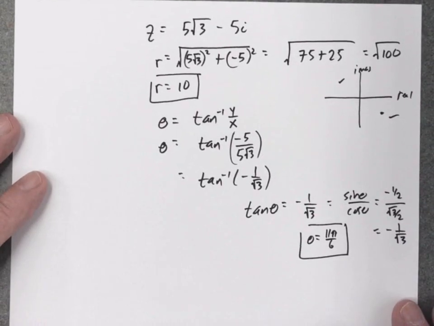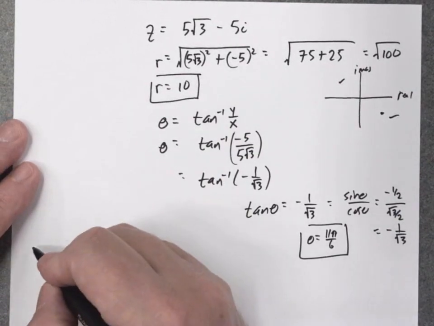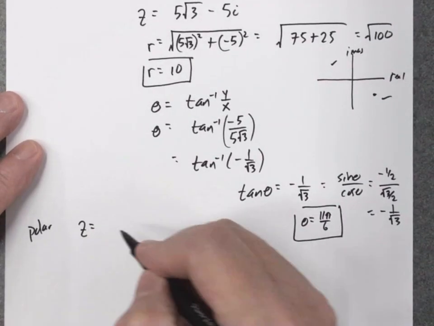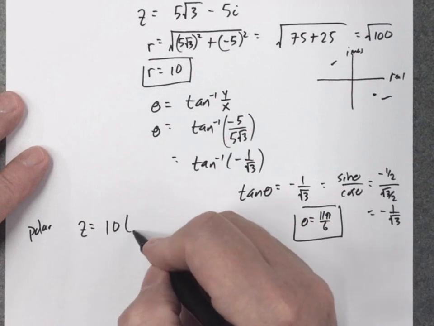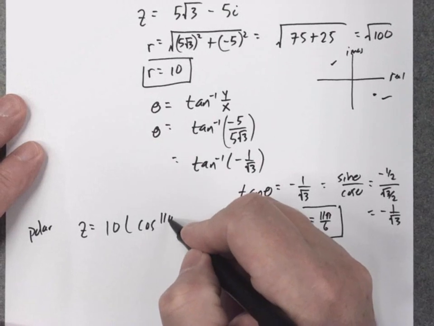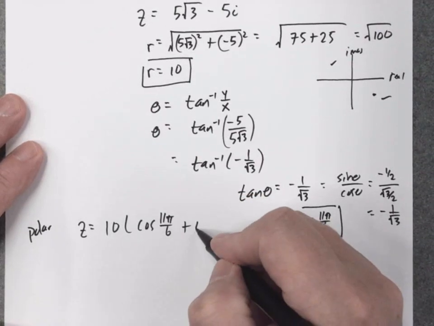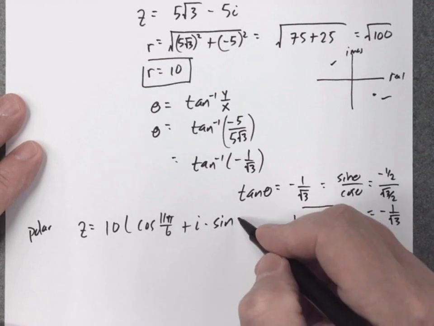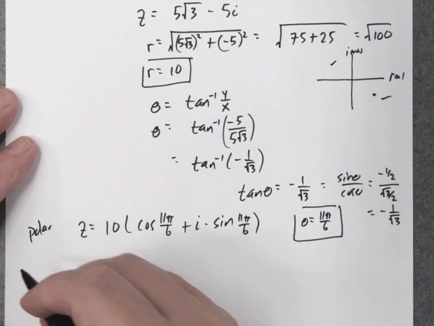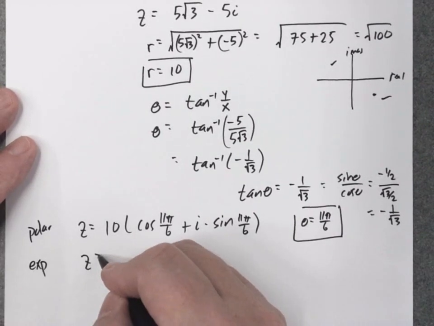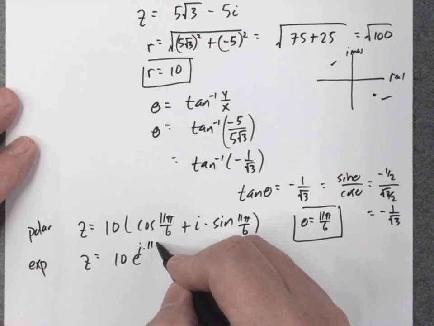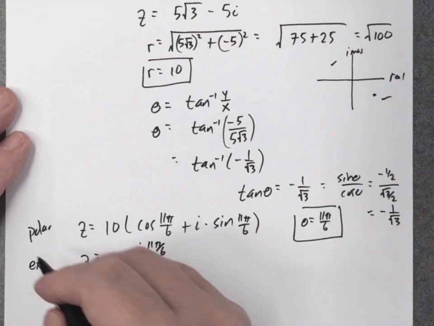So that's going to be my theta. So once you have r and theta, then for the polar version, it's very straightforward. It's r times cosine of 11 pi over 6 plus i times the sine of 11 pi over 6, because theta is in both of these. And then for the exponential form, it's just r times e to the i times theta. Very straightforward.